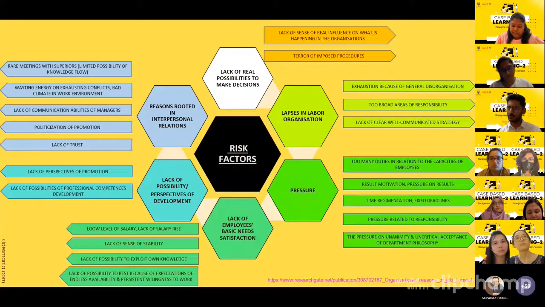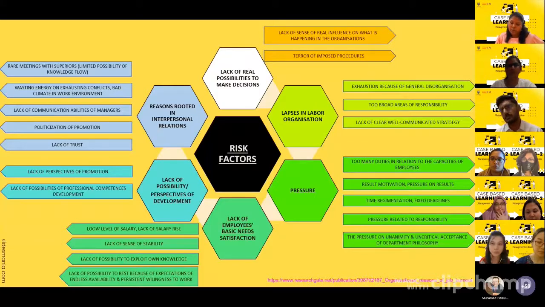The first one is exhaustion because of general disorganization. This indicates how much autonomy the person has over their work. This mismatch in control reflects that the employee does not have sufficient control over the critical dimensions and resources needed for the job. Thereafter, you have two broad areas of responsibility, and finally, lack of clear, well-communicated strategy. Here, it reflects the quality of social synergy in working with colleagues, managers, and clients.